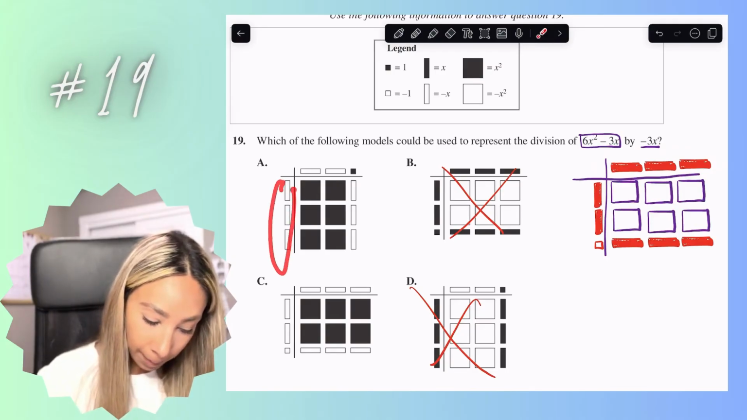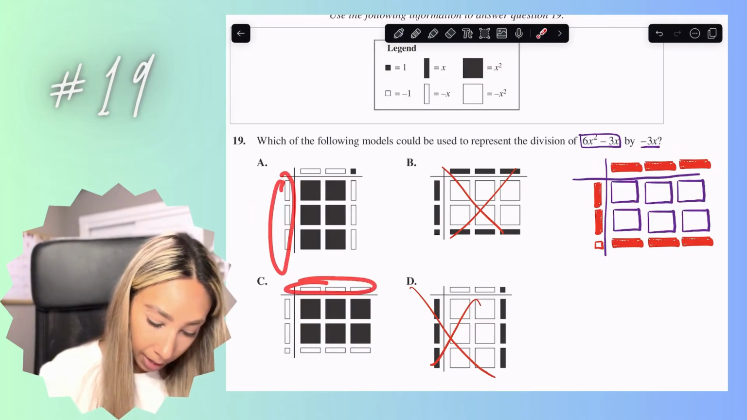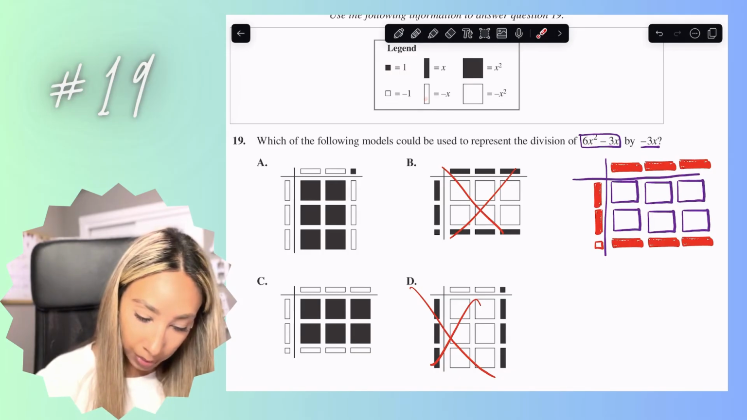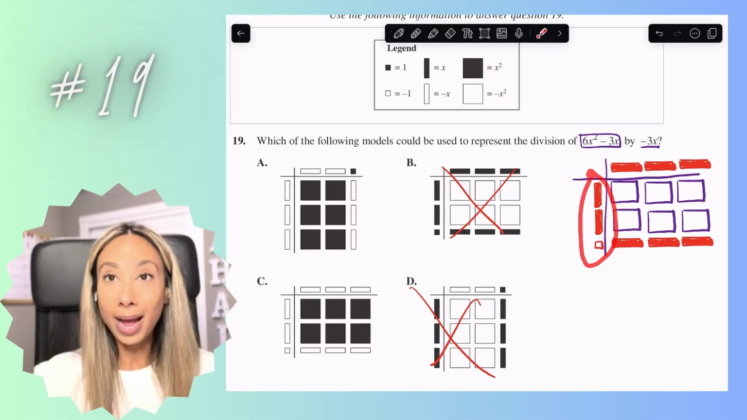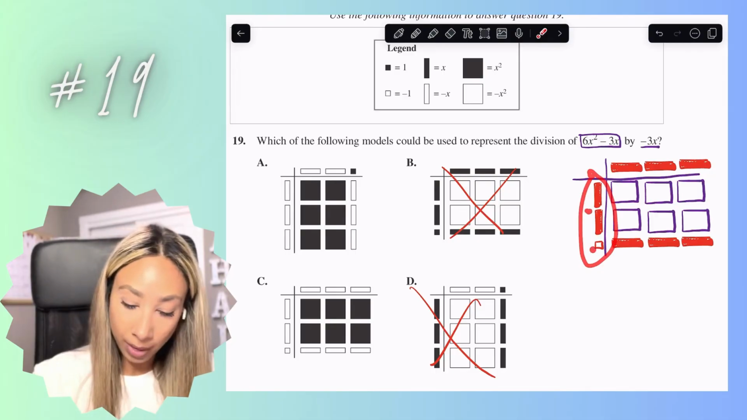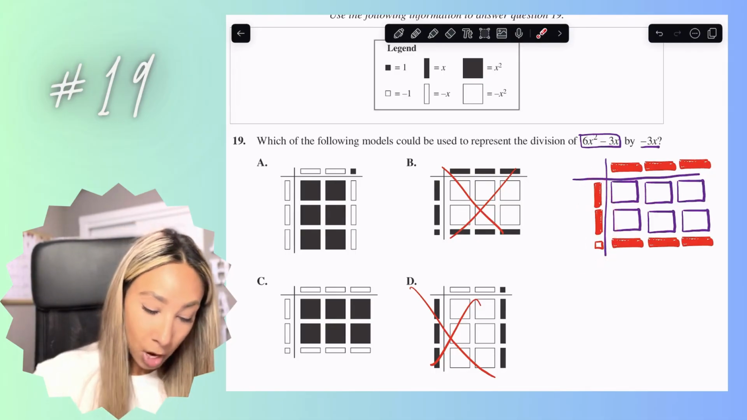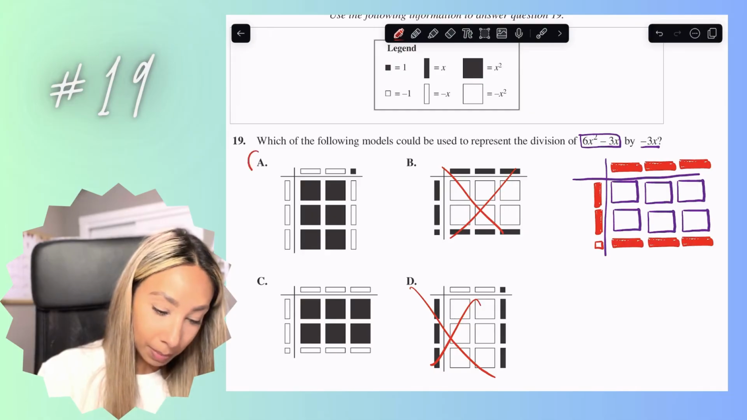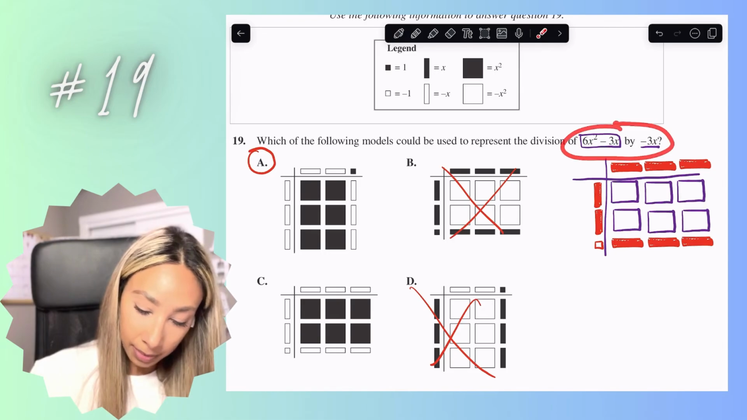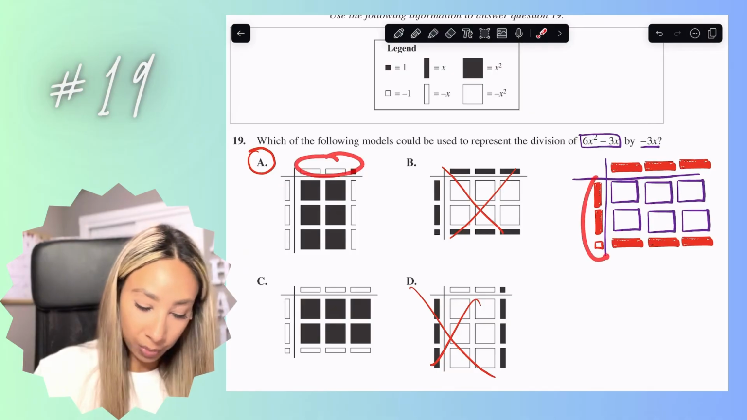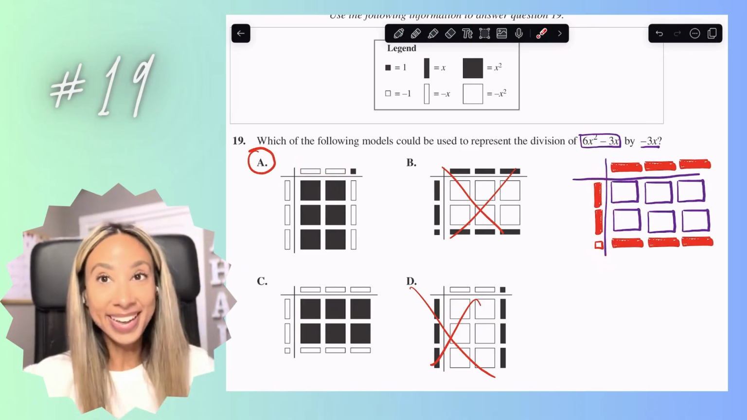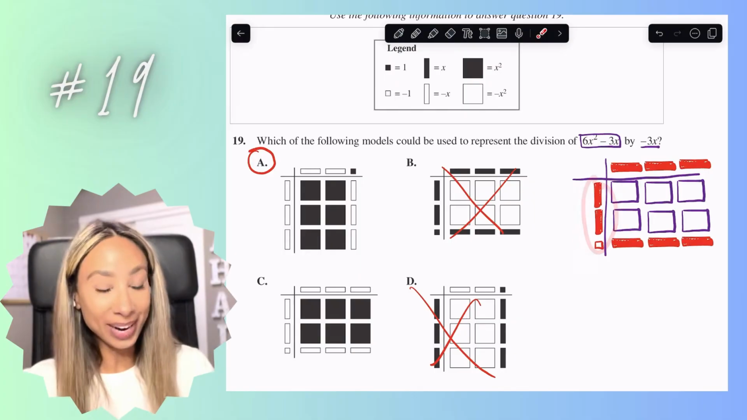So I only see this one and this one that's divided by 3. We know our 3 is negative, so it could be A or C. What I do know is that when I got my answer, I had a swap in signs, which makes sense, right? One of them was negative, the other was positive. So that means I'm going to be looking at option A as my answer. And that's because when I divide this, I'm going to get negative 2x plus 1, which is right here. Okay, I hope that makes sense. So our answer is A.